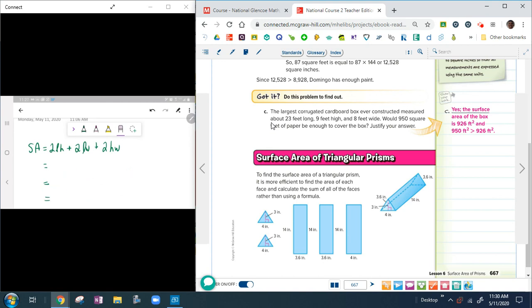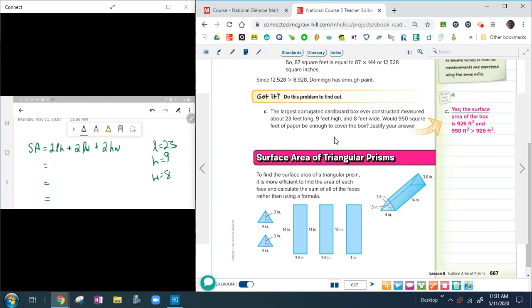The issue is they don't have a picture, so it's a little bit different than other ones we've done, but they do tell us that the length is 23, the height is 9, and the width is 8.